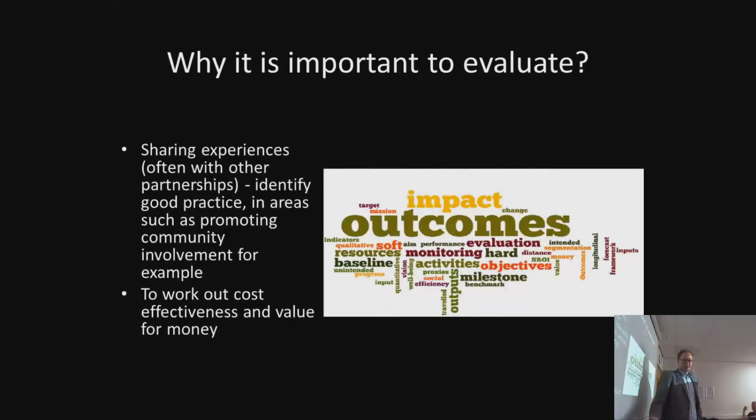So with this comes as well sharing experiences, often with other partnerships, identifying good practice in areas such as promoting community involvements, for example. So it's about impact versus outcomes, change, where you get a little bit the idea by the word cloud. And to work out, of course, cost effectiveness and value for money.